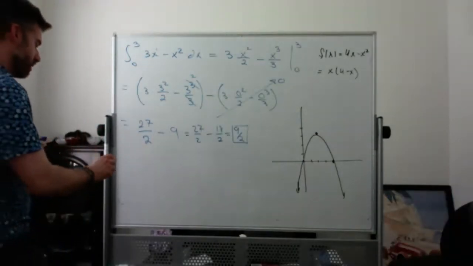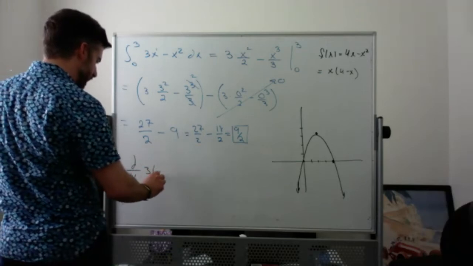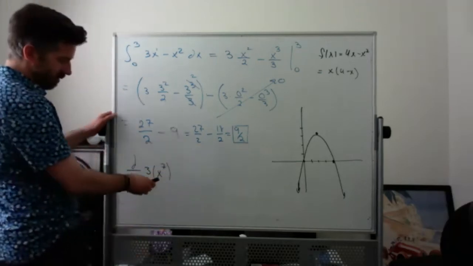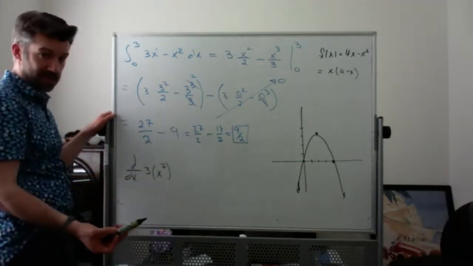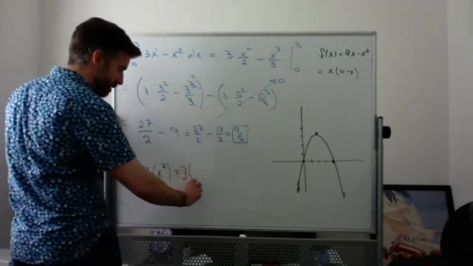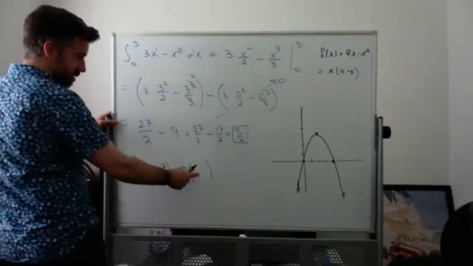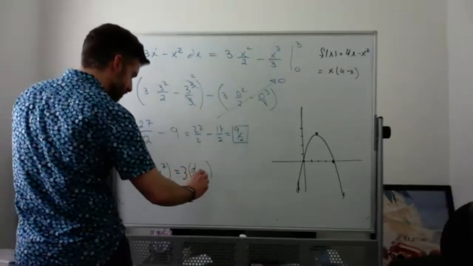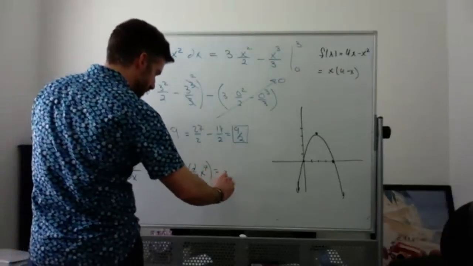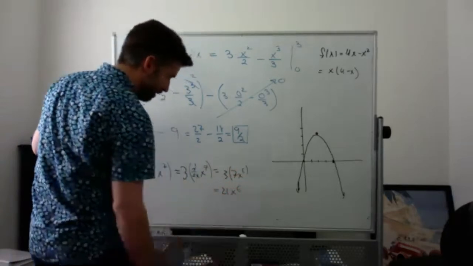I was actually saying, so you know how when you differentiate 3 times x to the 7th, the derivative is 21x to the 6th. Yeah. Because the constant multiple just hangs out. And the derivative of a constant times a function is the constant times the derivative of the function, which is just 3 times 7x to the 6th, which is 21x to the 6th.